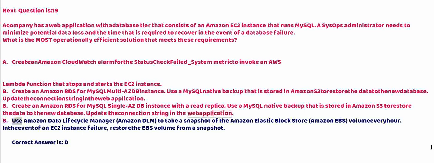D. Use Amazon Data Lifecycle Manager, Amazon DLM, to take a snapshot of the Amazon Elastic Block Store, Amazon EBS, volume every hour. In the event of an EC2 instance failure, restore the EBS volume from a snapshot. Correct answer is D.